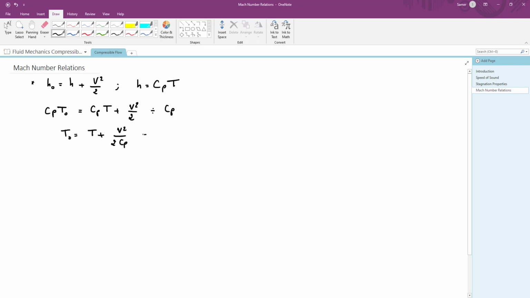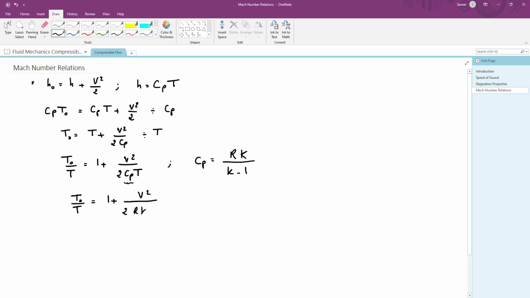And also now we can divide by the temperature of the ideal gas. So we have this ratio T naught over T equal to 1 plus V square over 2 Cp T. You should know from thermodynamics that the specific heat at constant pressure for an ideal gas is equal to the gas constant R multiplied by the specific heat capacity ratio k divided by k minus 1. So if we replace this expression here, we will have T naught over T is equal to 1 plus V square over 2RK over k minus 1 into the temperature.